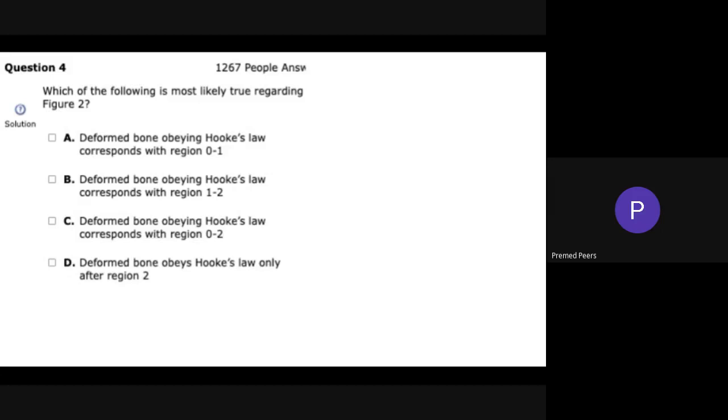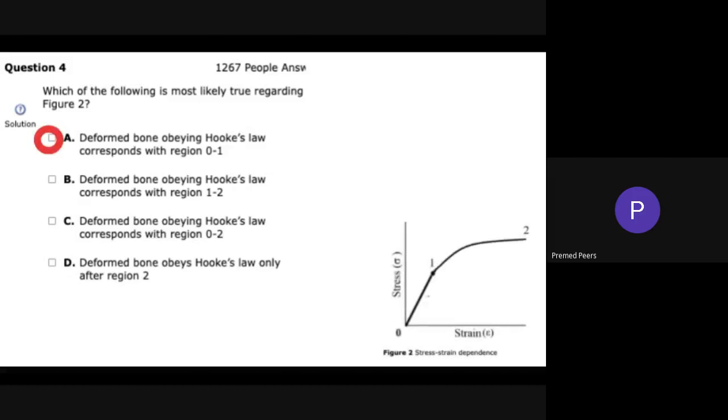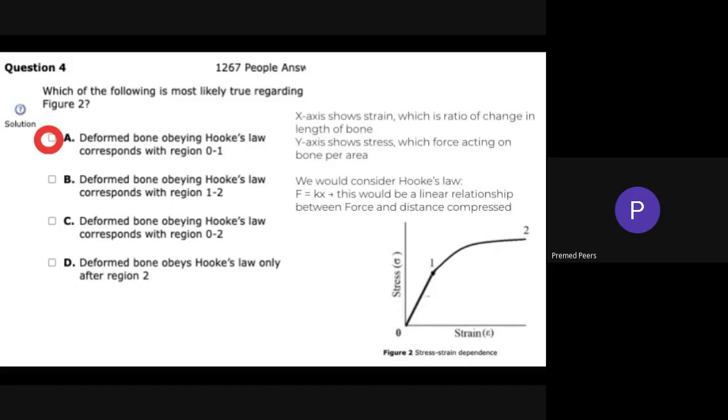Next question, which of the following is most likely true regarding figure 2? Deformed bone obeying Hooke's law corresponds with region 0 to 1. Deformed bone obeying Hooke's law corresponds with region 1 to 2. I'll put up the graph so you can look at it. Deformed bone obeying Hooke's law corresponds with region 0 to 2. Deformed bone obeys Hooke's law only after region 2. So I think this one's a hard question, so I'm going to jump to the explanation.